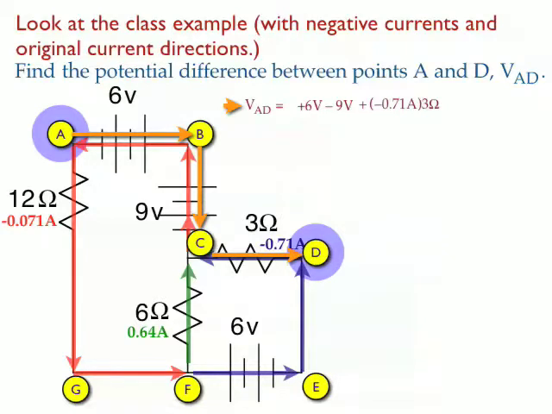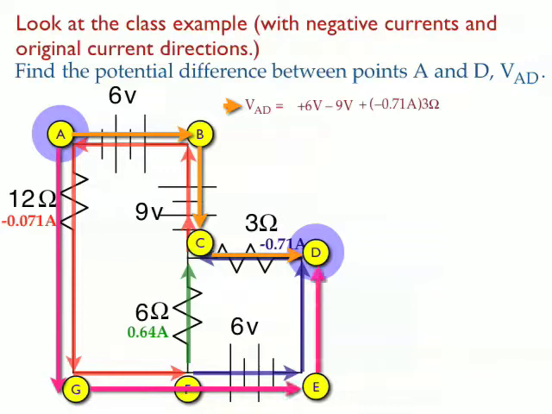The next path I'm going to choose, I'm going to go from A to G to F to E, and then up to D. Now when I choose this one and start analyzing it, the first thing I'm going to do is I'm going down with the current, so I'm going to say minus a negative 0.071 amps times 12 ohms, backwards across the 6 volt battery, so minus 6 volts, and then up to D.